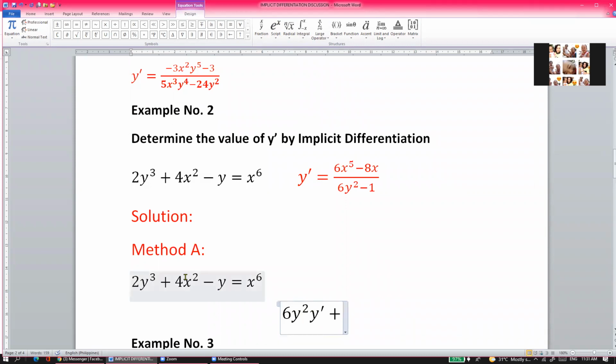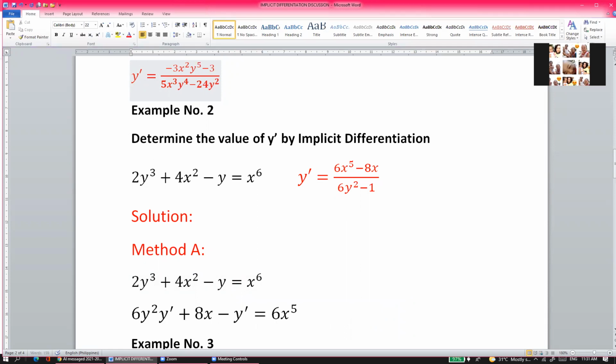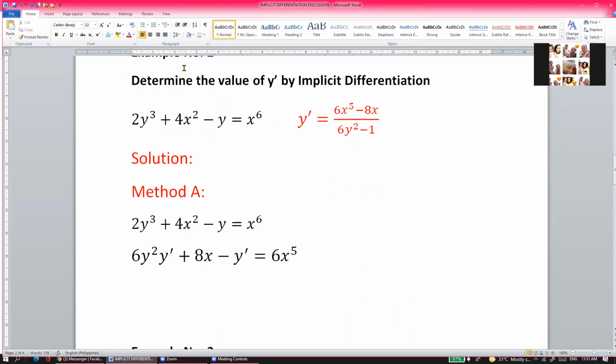Plus, how about 4x squared? Anong derivative? 8x. How about the next term, the y? What will be its derivative? Negative 1 y prime. Negative 1 y prime. So, negative y prime na lang. Equal. How about the derivative of the next term? 6x to the fifth. So, very easy, di ba? Basta alam mo lang yung mga formula, hindi ka na mahihirapan sa implicit differentiation.